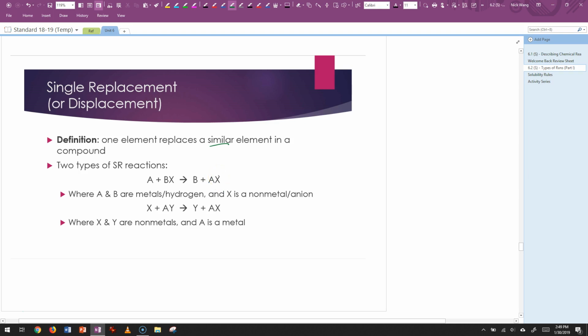The other type of a single replacement reaction is down here. In this case, you have X plus AY yields Y plus AX. Once again, in this case, we have nonmetals replacing other nonmetals. Your X's and Y's are some form of nonmetal, and they're replacing each other. Make sure you know that we're not trying to replace different types of elements. Again, all stays within the same general category. The one weird exception, of course, is hydrogen, which we know is a nonmetal, but oftentimes behaves and is treated like a metal.